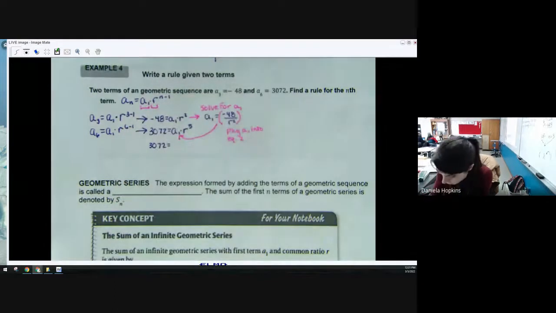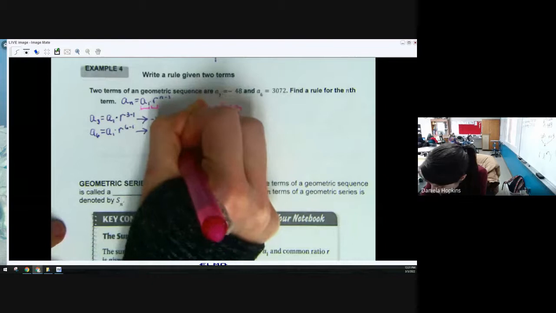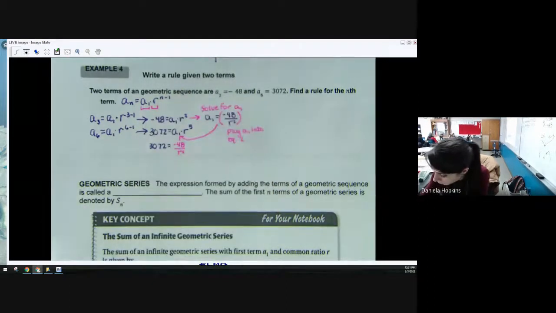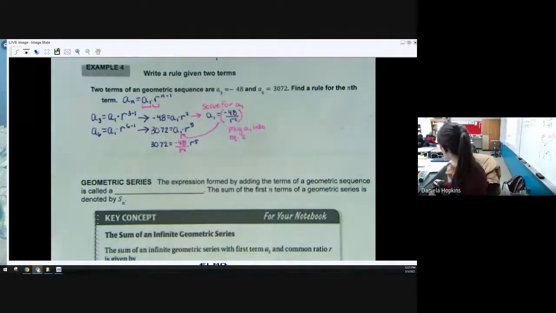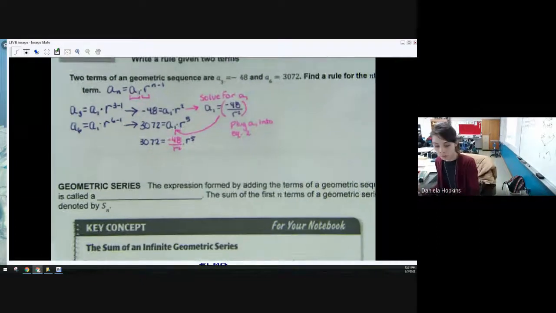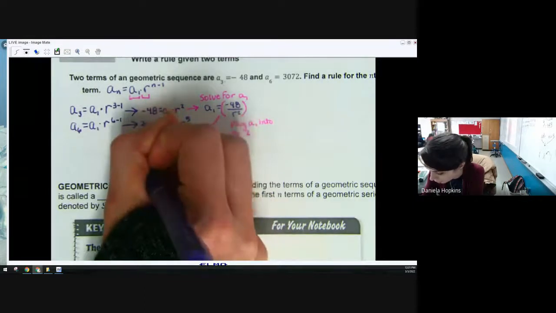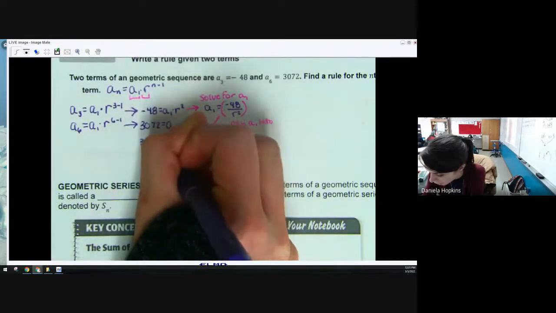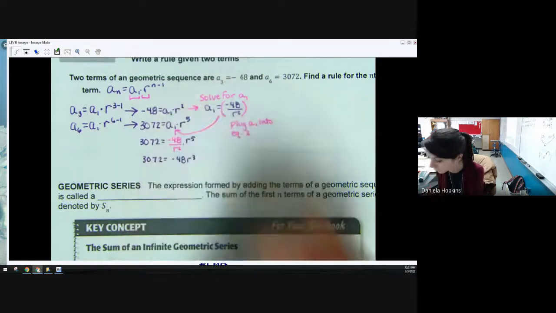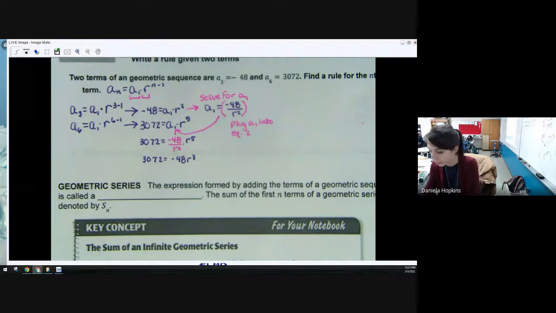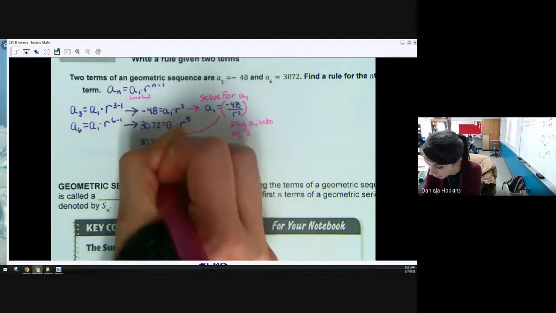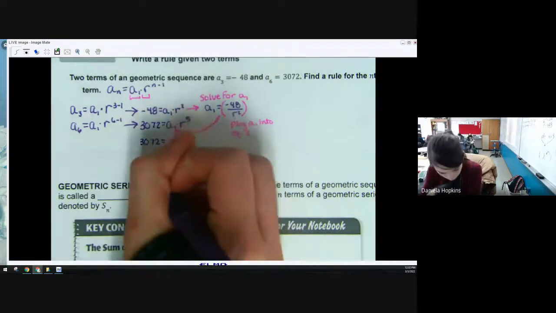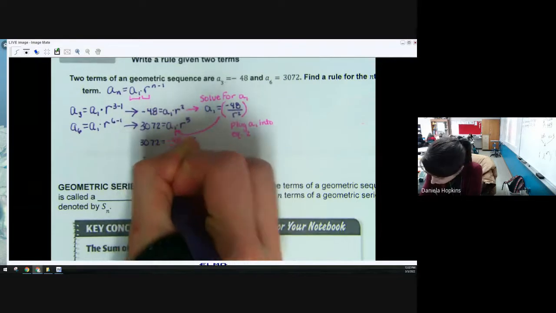Then that will give me 3072 equals negative 48 over r squared times r to the 5th. Now, technically, it's r to the 5th divided by r squared. What happens when you divide two powers? Subtract the exponents, yeah. So what is my power on r actually? Yeah, so I have 3072 equals negative 48 r to the 3rd. Then what? We divide both sides by negative 48. So when you divide here, you'll have negative 64 equals r to the 3rd.